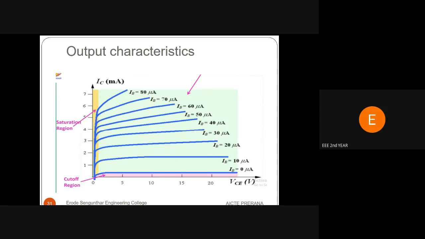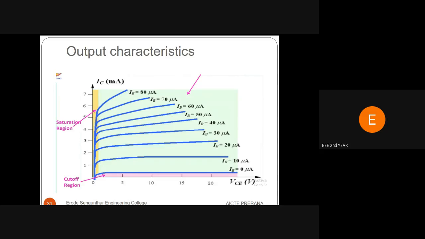The figure shows the output characteristics of the common emitter configuration. The output characteristics are drawn between output voltage VCE on the x-axis and output current IC on the y-axis for various values of input current IB. In the figure, the region below IB equal to 0 is denoted the cutoff region. In the cutoff region, emitter base is reverse bias, collector base is also reverse bias. So no current flows through the device. Only leakage current flows through the device due to the reverse bias junction.